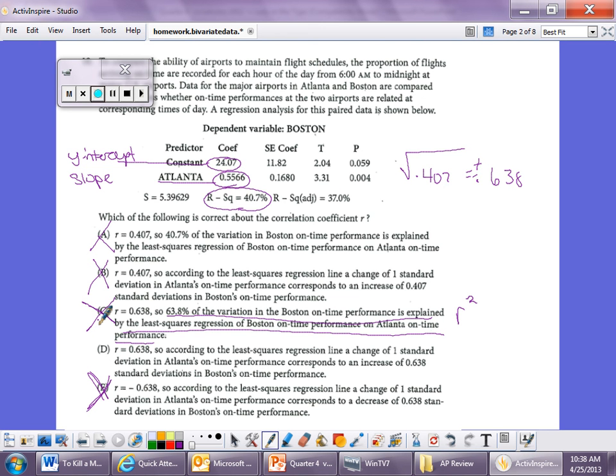R goes, let me step back a second. Slope, a change of 1 in x tells us how much change we can expect in y. That's for slope. For r, a change of 1 in x standard deviations tells me how many change in standard deviations I can expect in y. So it's a very slight difference between slope and r interpretation. Slope deals with the actual units themselves, whereas r will tell me about the change in standard deviation. So letter D is the correct answer.